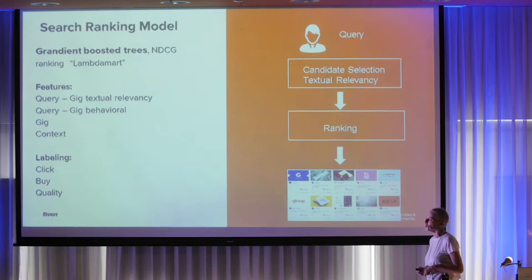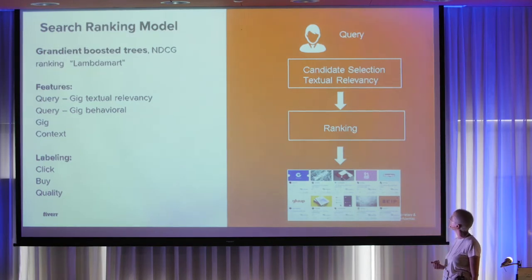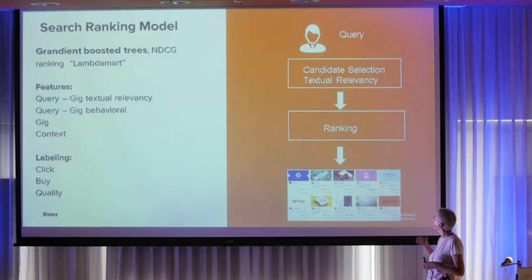Okay, so how do we try to improve the match in Fiverr? This is a high-level description of our search algorithm. We have two phases. The first step is candidation, where we use a textual match of the query and the gig, based on BM25 with some adaptation. And then we take the candidates and we rank them with a learning to rank algorithm, which is based on gradient boosted trees with NDCG ranking. And for this ranking algorithm, we use four families of features. The first one is query-gig textual relevancy, which is based on the BM25, like different outputs of the engine.